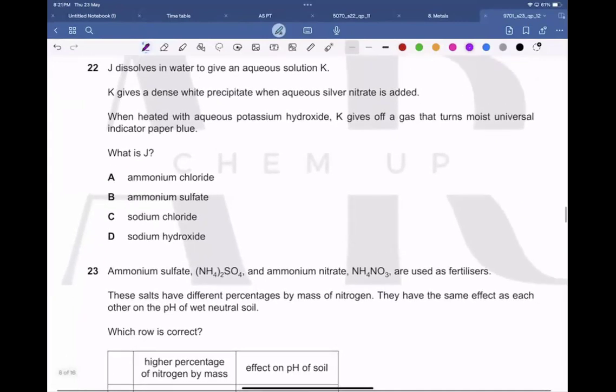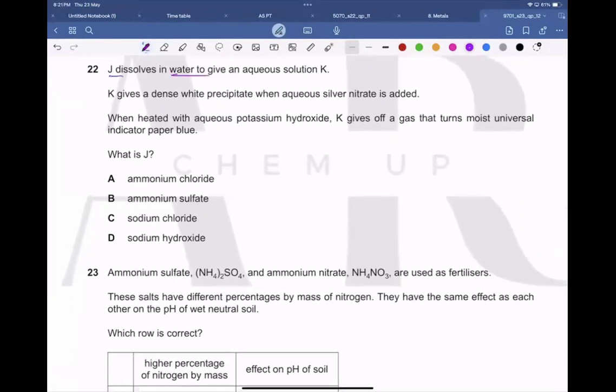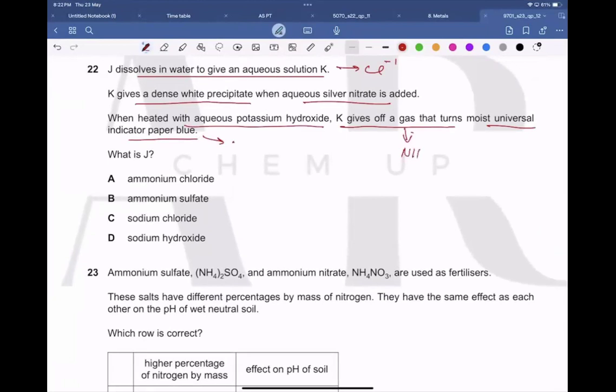Now, question number 22. J dissolves in water to give an aqueous solution K. K gives a dense white precipitate when aqueous silver nitrate is added. So it means K must contain a chloride. When heated with aqueous potassium hydroxide, K gives off a gas that turns moist universal paper blue. So it means that gas is ammonia. And if gas is ammonia, then it means K contains ammonium ion.